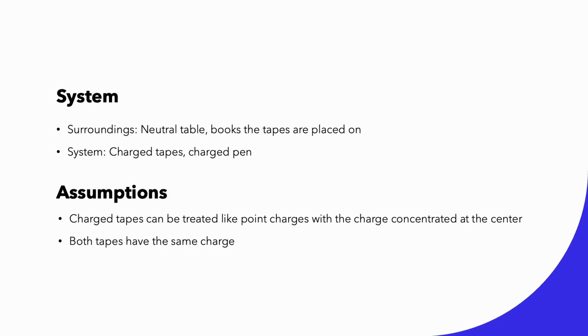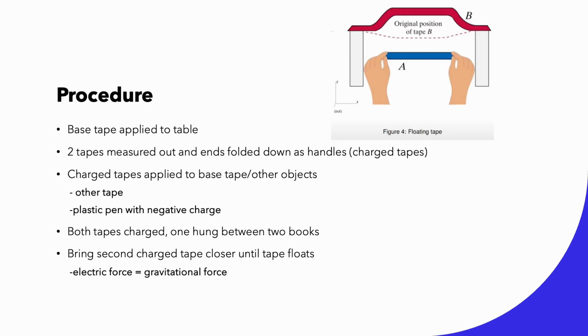The system in question for this experiment included the charged tapes and the charged pen, and the surroundings for this experiment were the neutral table, the books, and the books that the tapes were placed on. The assumptions made about this experiment were that the charged tapes can be treated like point charges, where the charge is concentrated at the center, and that both tapes have the same charge.